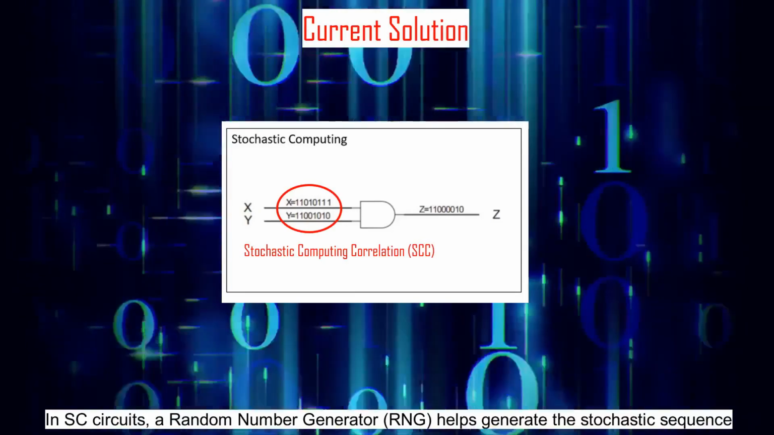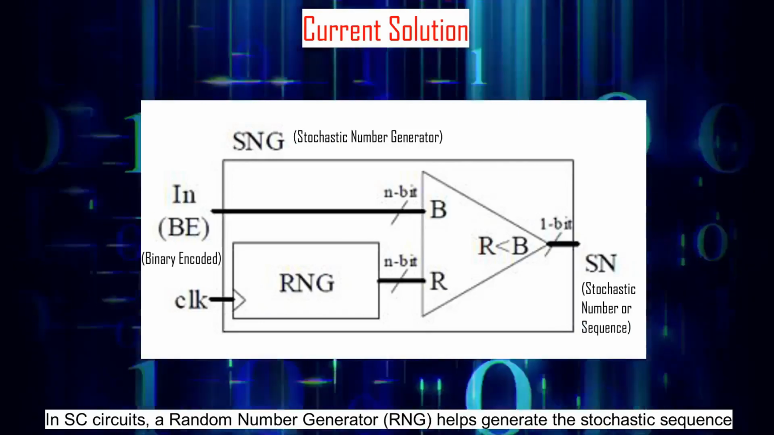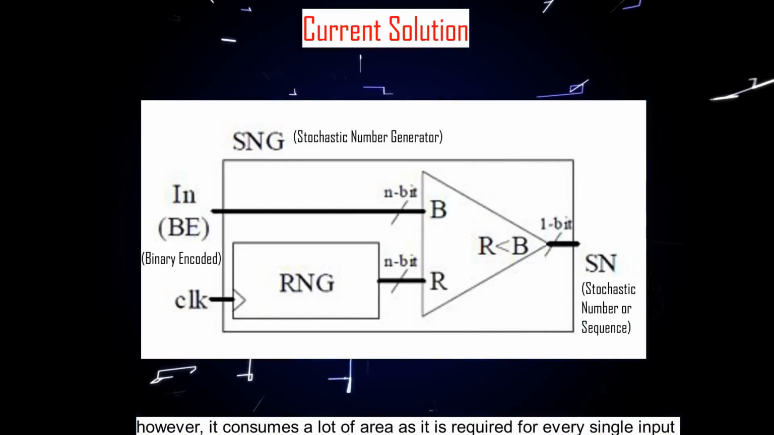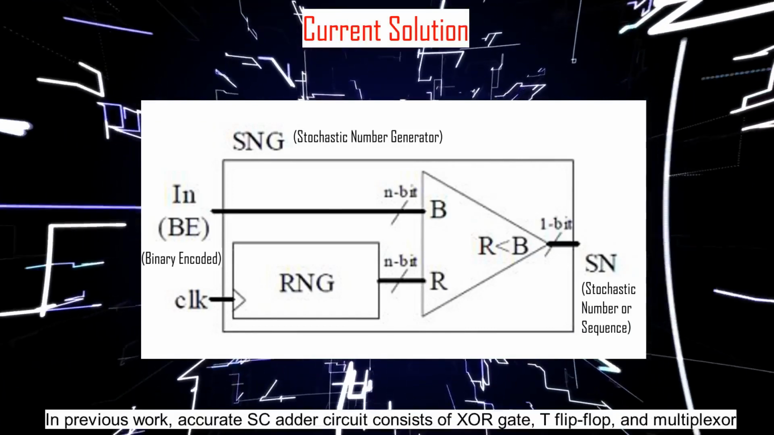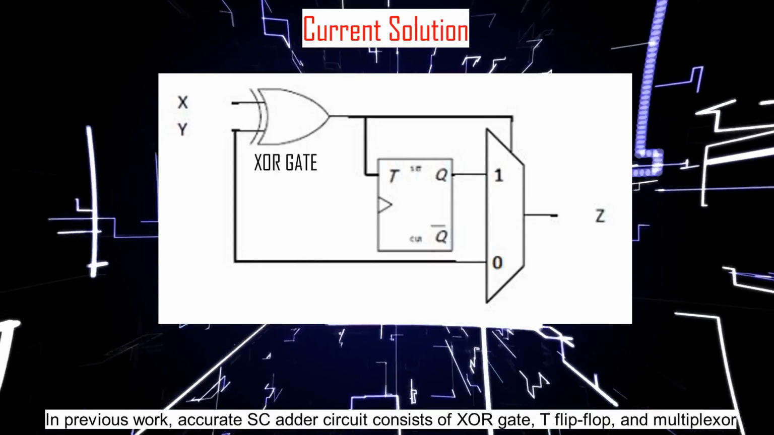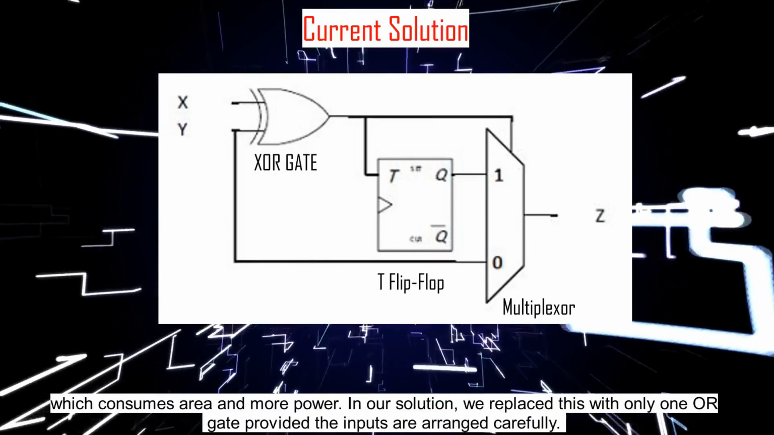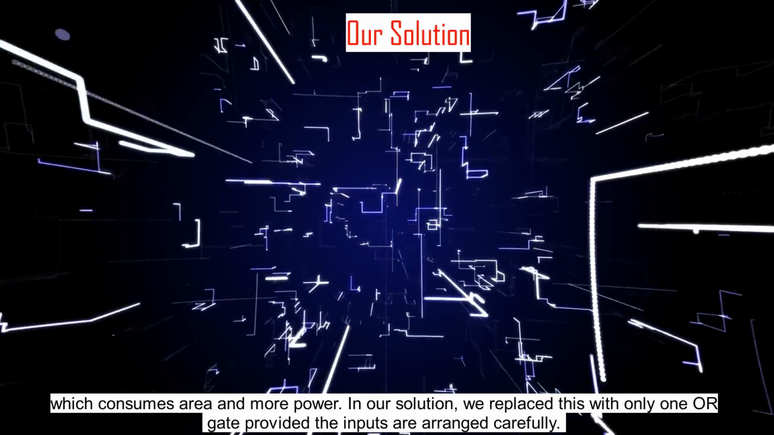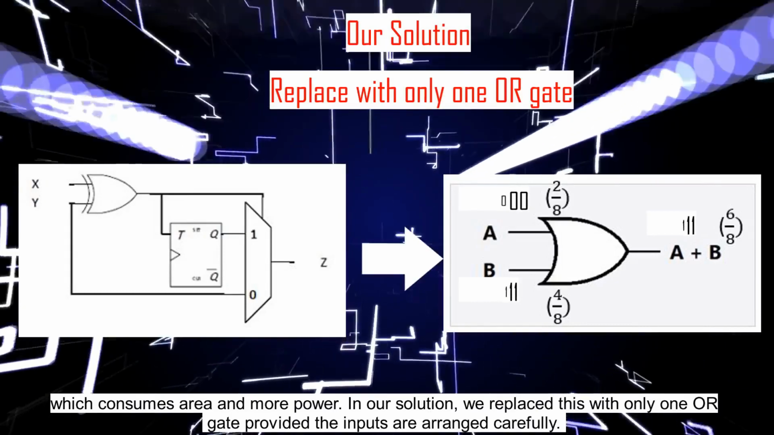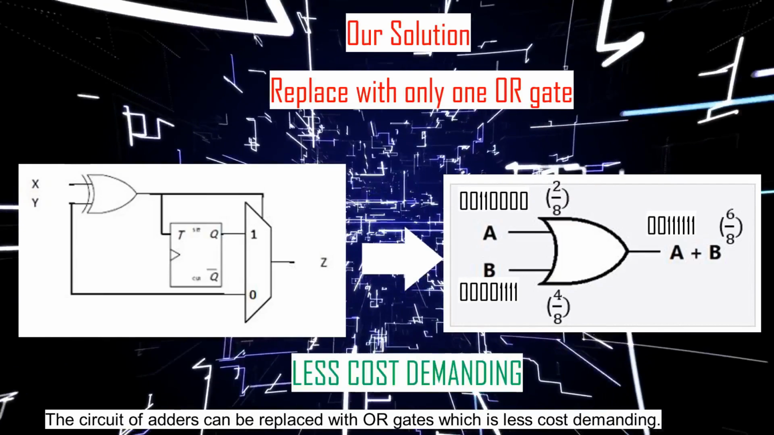In an SC circuit, a random number generator, RNG, helps generate the stochastic sequence, however it consumes a lot of area as it is required for every single input. In previous work, the accurate SC adder circuit consists of an XOR gate, T flip-flop and multiplexer, which consume more area and power. In our solution, we replaced this with only one OR gate, provided the inputs are arranged carefully. The adder circuits can be replaced with OR gates, which are less cost demanding.